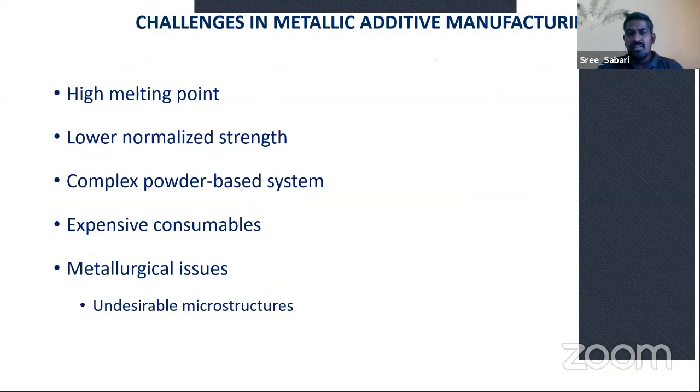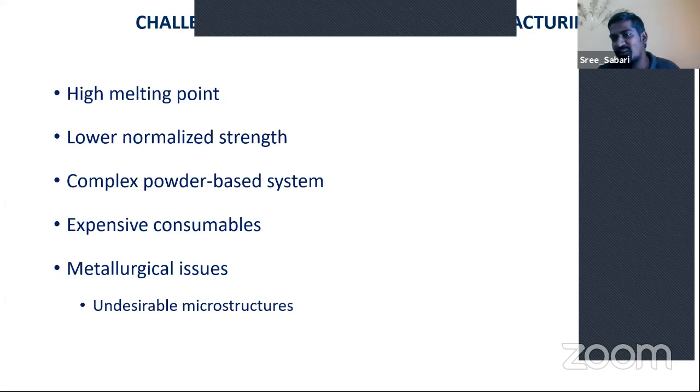Okay, so additive manufacturing is not so successful when it comes to metallics. Even in the previous presentation, it was rightly pointed out. It is still in research. Why is it still in research and not in industry, when additive manufacturing was started long before? Because it has a lot of challenges.